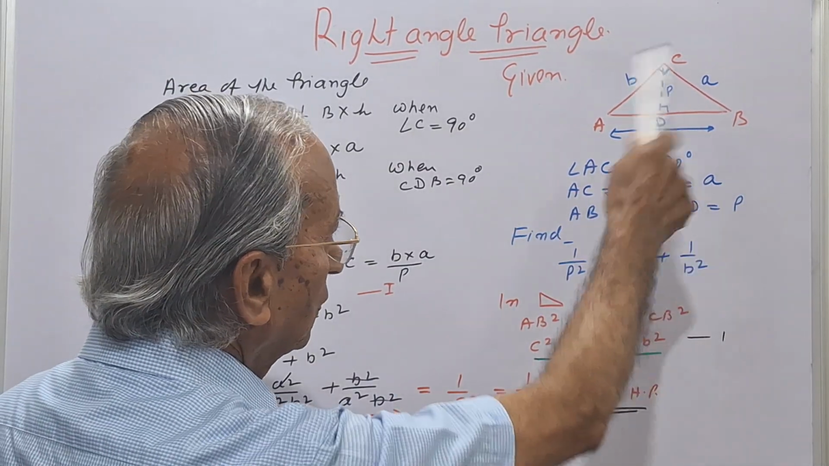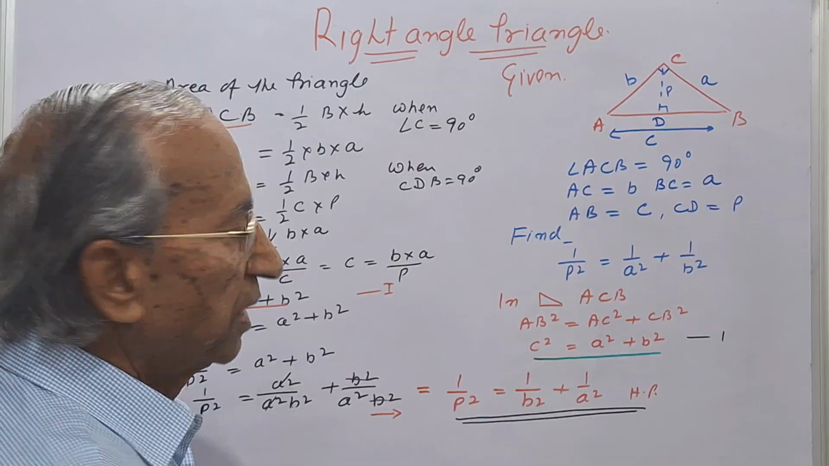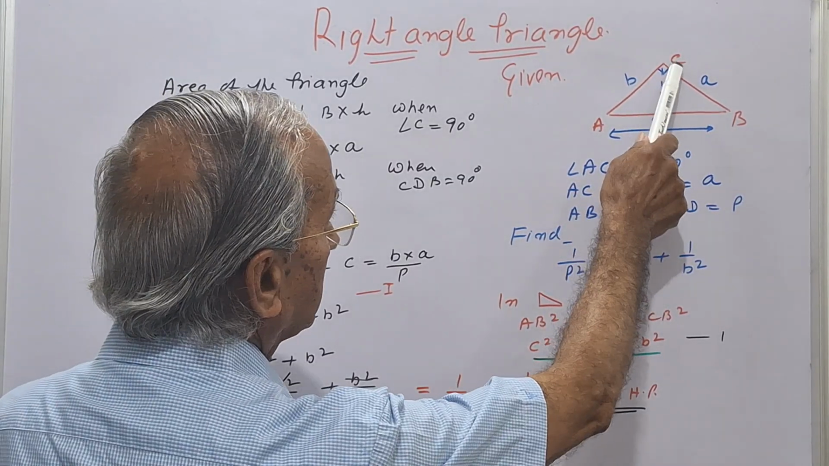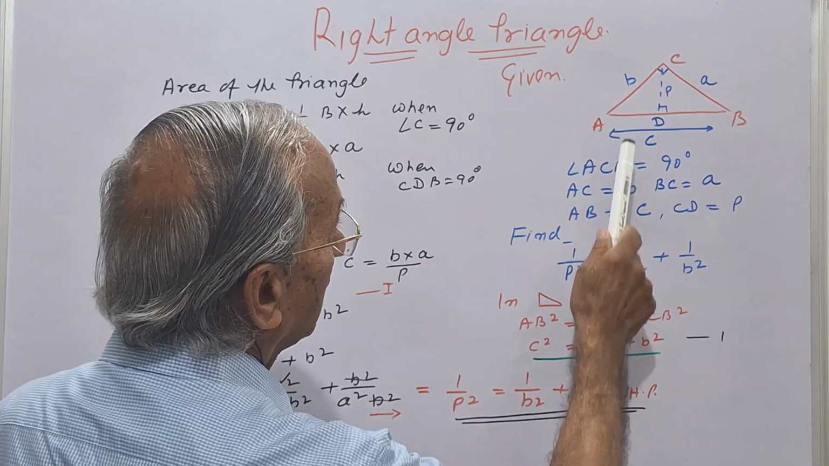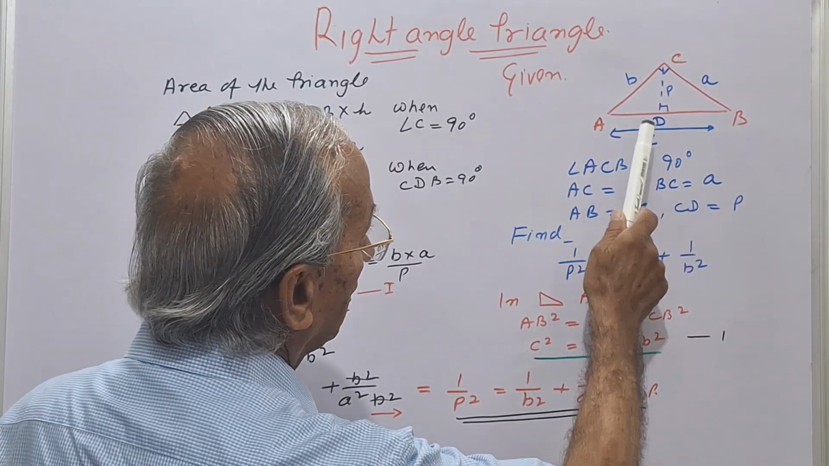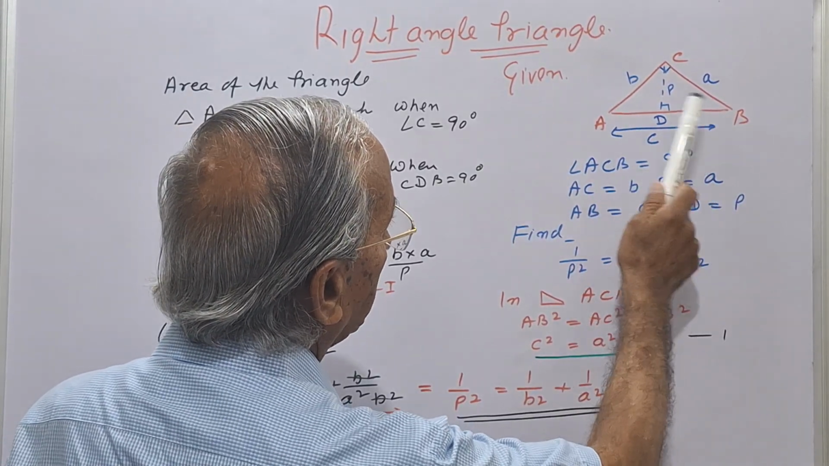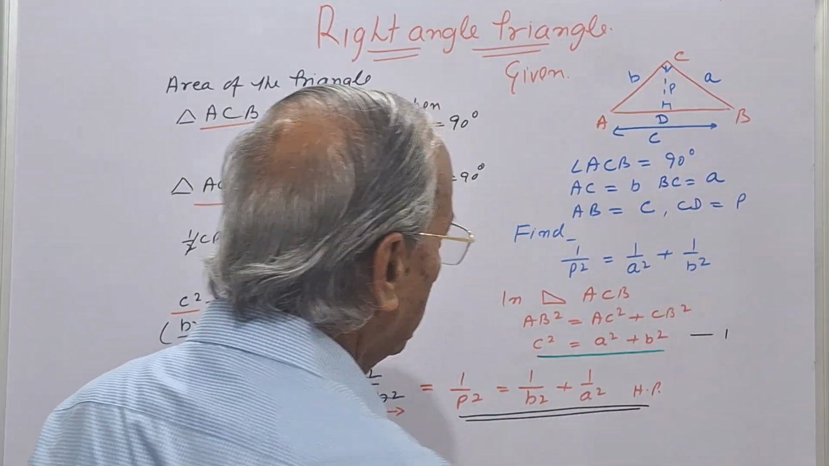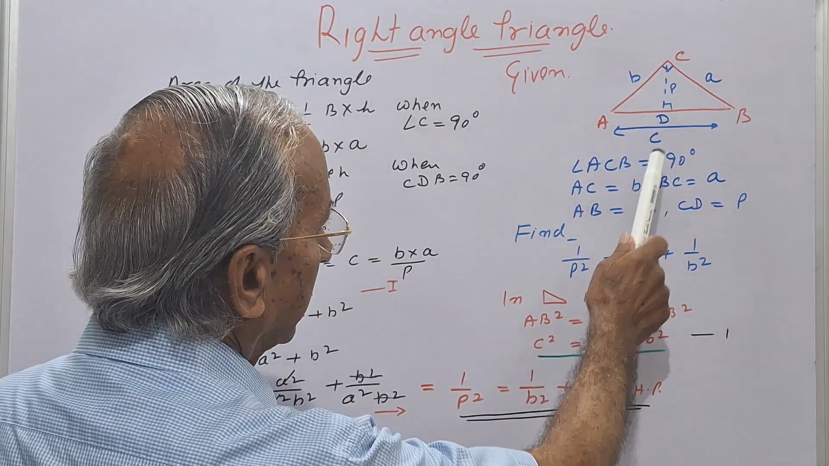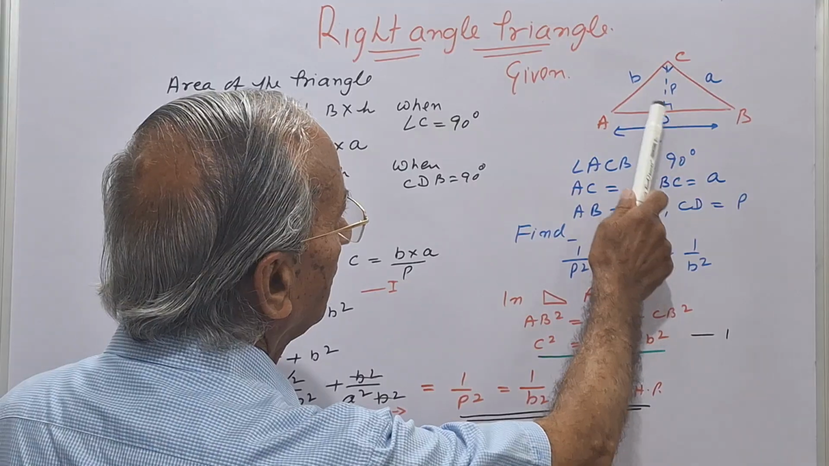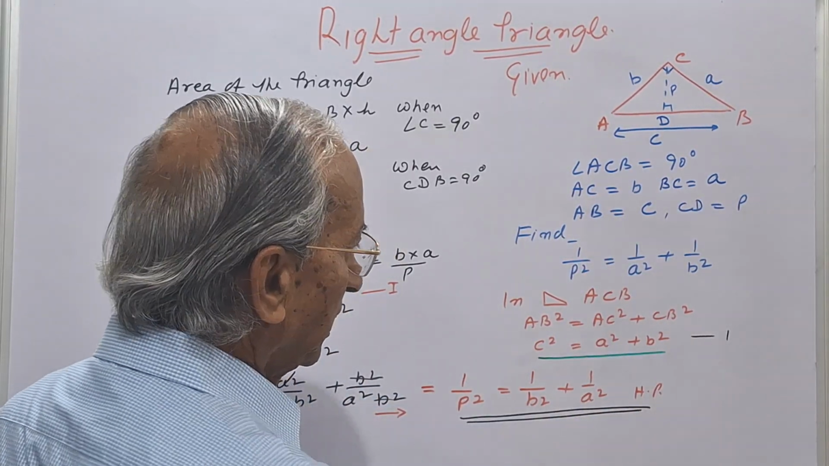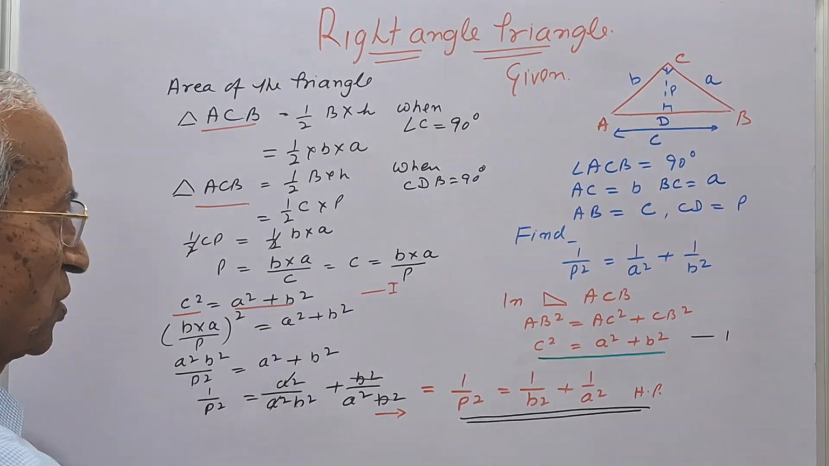Now first go through the problem. It is a right angle triangle. So first, C is given as 90 degrees. So applying the Pythagoras theorem, AB square is equal to AC square plus CB square. That is, C square is equal to A square plus B square. It is the first equation.